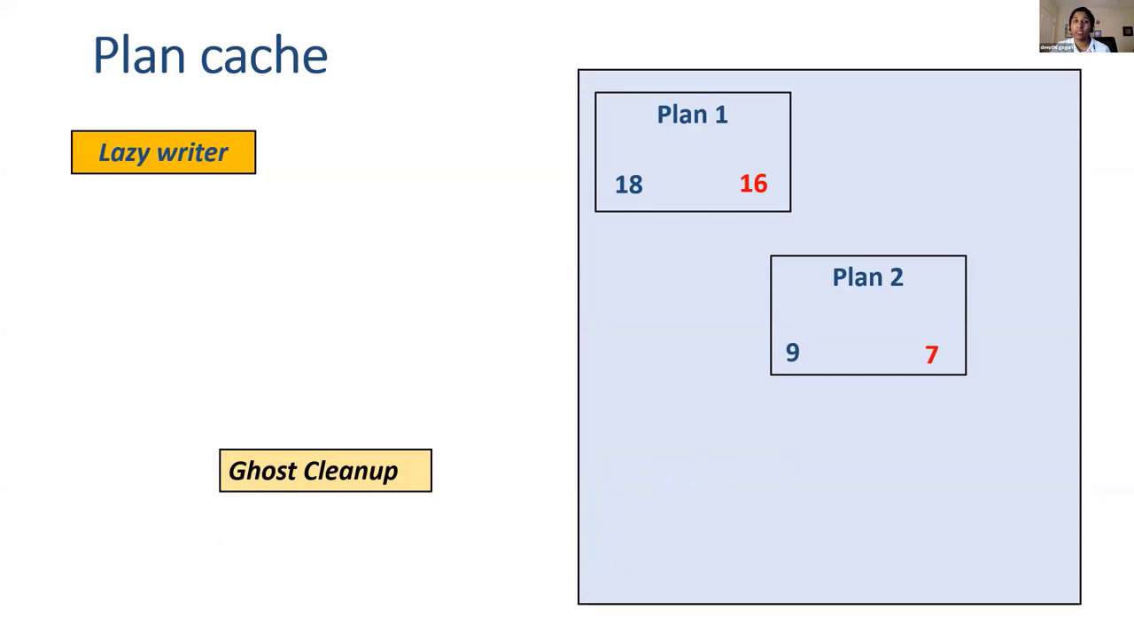If there is no memory pressure, the objects stay in the plan cache, so that if somebody comes tomorrow, they may use the same cache, right? But in the case of memory pressure, the ghost cleanup will go ahead and clean these ghosted plan caches.